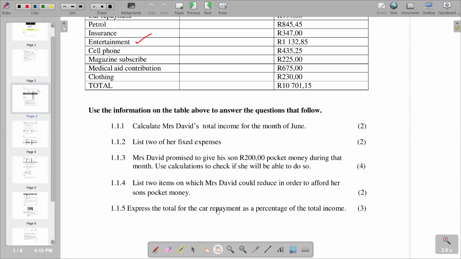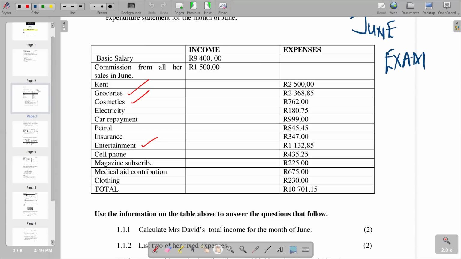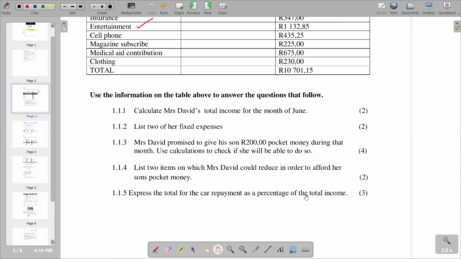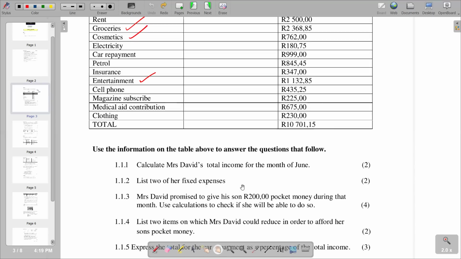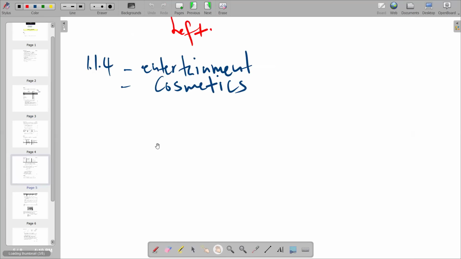Express the total for the car repayment as a percentage of the total income. Car repayment, we try to see what we have in terms of car repayment. We've got 999, and then obviously we say over the total income, according to our question, as a percentage of total income. Over total income times that of 1, so that we express it as a percentage.